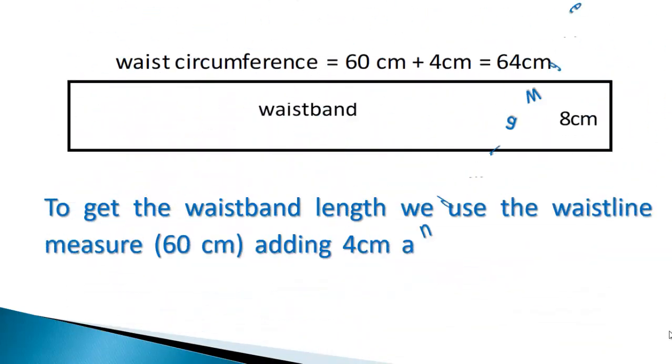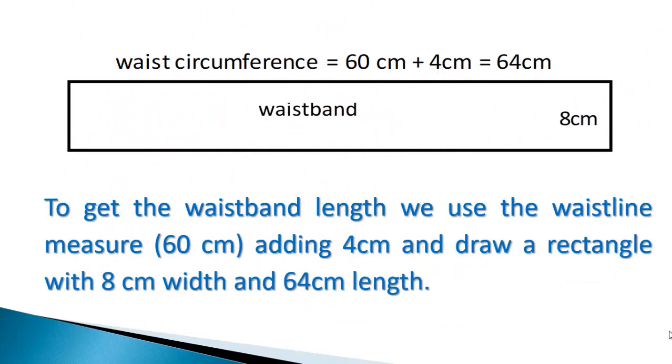To get the waistband length, we use the waistline measure, 60 centimeters, adding 4 centimeters, and draw a rectangle with 8 centimeters width and 64 centimeters length.